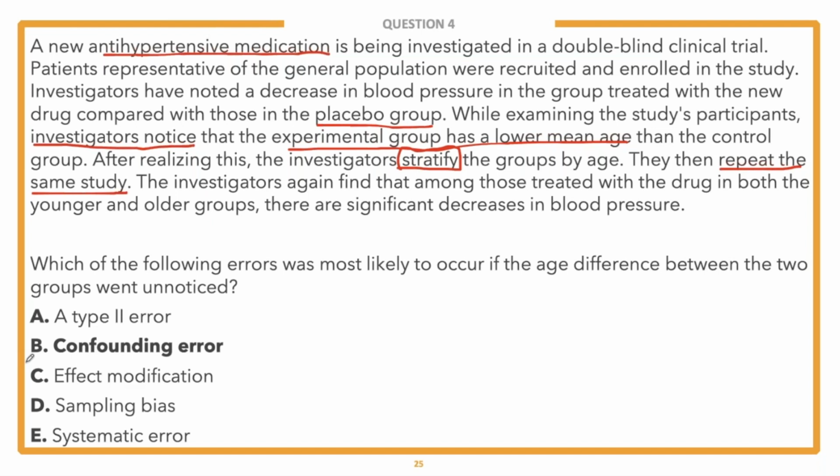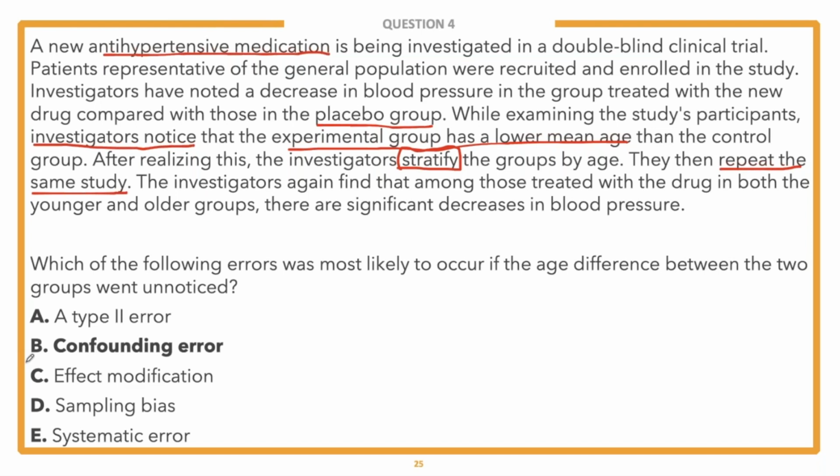For example, in a different situation, let's say alcohol and cancer. If we don't stratify for smoking, smoking is the confounding variable. We have to take that into account. Does that make sense? So that is the confounding error in this situation. If they did not notice this, that would be the confounding error. Right, let's take a look at some of the other options.